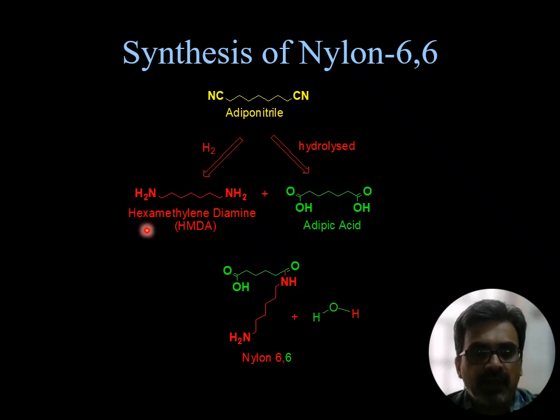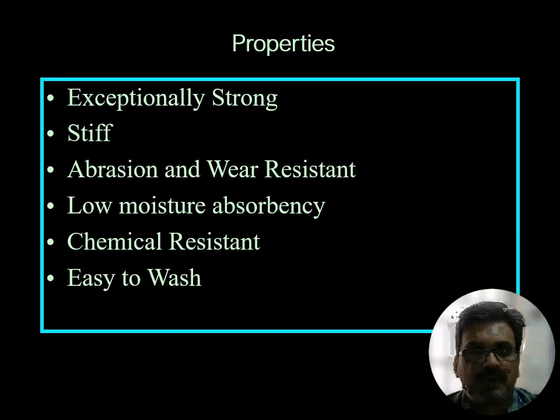We can take hexamethylenediamine and adipic acid. We get nylon 6,6 by elimination of water. One hydrogen from here and one OH from here will be taken out, and then we get nylon 6,6. Nylon 6,6 refers to 6 carbons from hexamethylenediamine and 6 carbon atoms in adipic acid. Both adipic acid and hexamethylenediamine can be obtained from adiponitrile. If we hydrogenate adiponitrile, we get hexamethylenediamine, and if we hydrolyze adiponitrile, we get adipic acid.